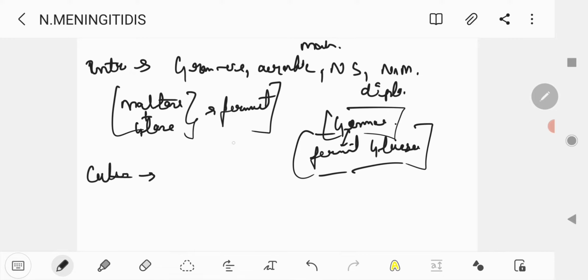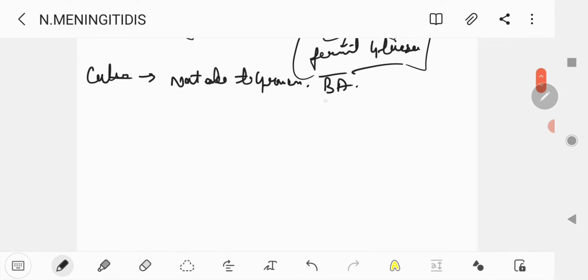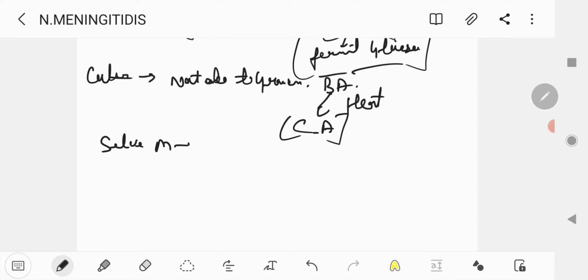So, culture. In the culture, we can see that normally it is not able to grow on blood agar. So what we have to do is heat this blood agar and make it chocolate agar. And in chocolate agar, it can grow. In the chocolate agar, the selective media for this is the TMM media, which is Thayer-Martin agar.